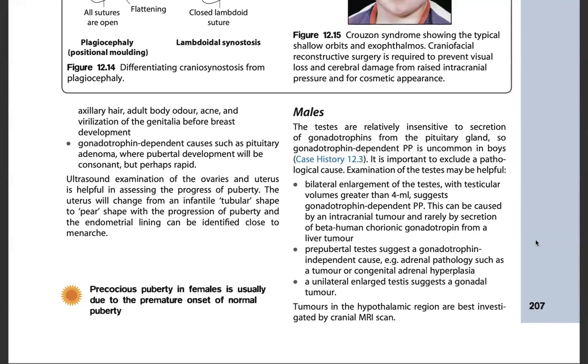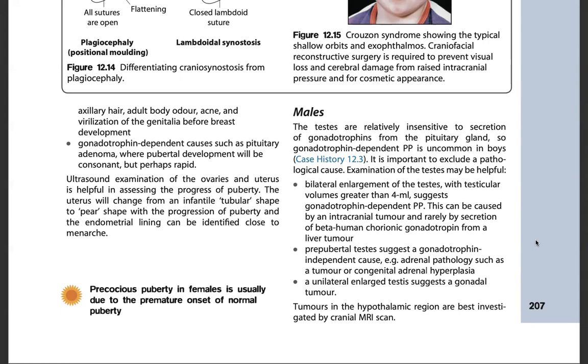Ultrasound examination of the ovaries and uterus is helpful in assessing the progress of puberty. The uterus will change from an infantile tubular shape to a pear shape with the progression of puberty, and the endometrial lining can be identified close to menarche. Precocious puberty in females is usually due to premature onset of normal puberty. In males, the testes are relatively insensitive to secretion of gonadotrophin from the pituitary gland, so gonadotrophin-dependent precocious puberty is uncommon in boys. It is important to exclude a pathological cause.